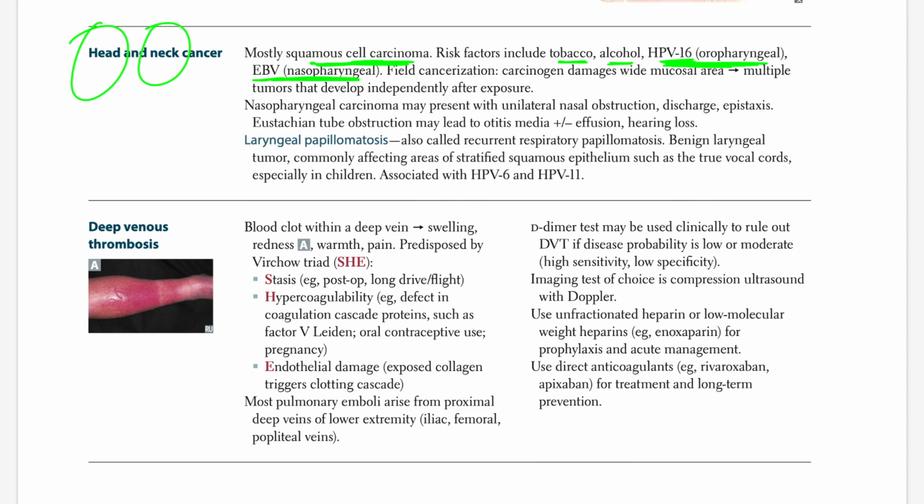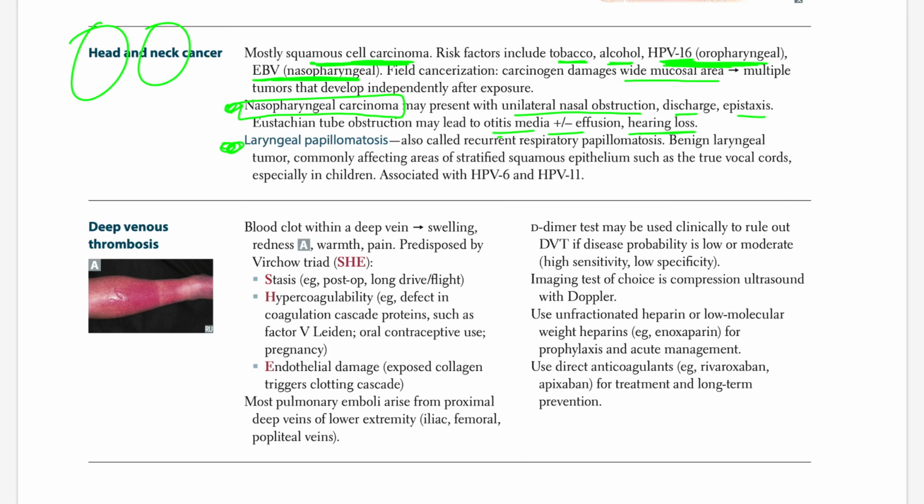Field cancerization is when a carcinogen damages wide mucosal areas and leads to multiple tumors that develop independently after exposure. Nasopharyngeal carcinoma could present with unilateral nasal obstruction, discharge, epistaxis, while eustachian tube obstruction may lead to otitis media, plus or minus effusion, and hearing loss.